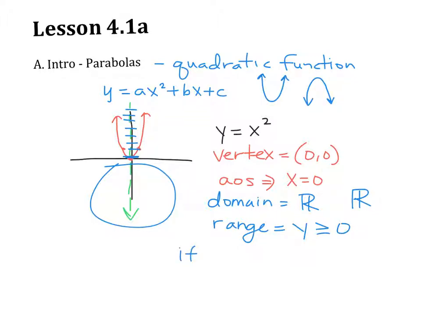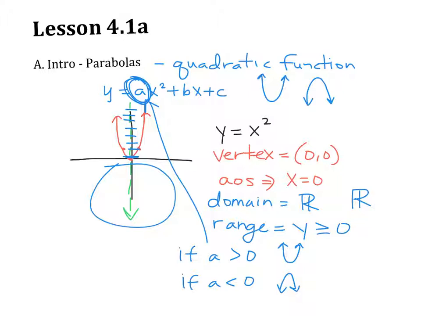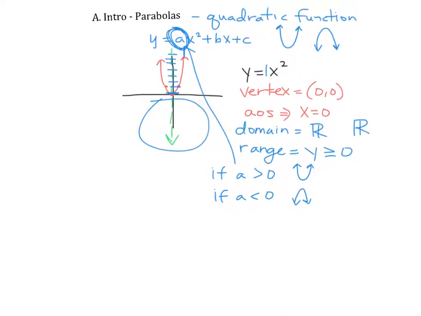If this A is greater than 0, it's going to open up. If your A is less than 0, in other words, if it's negative, that's when it opens down. So in our parent function right now, what is our A? It's 1, right? That's why it opens up. All that to get us to the form that we're really going to be working with.